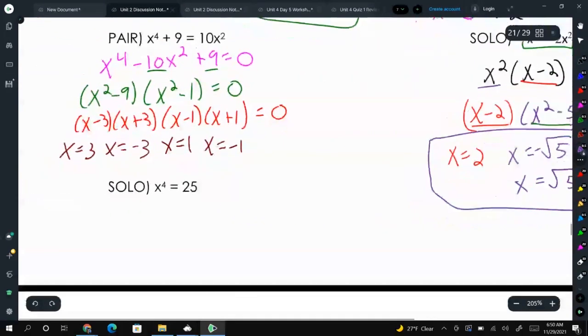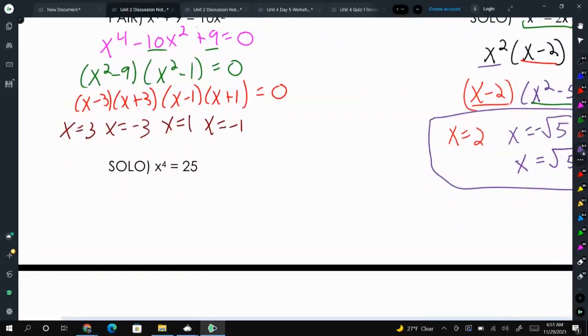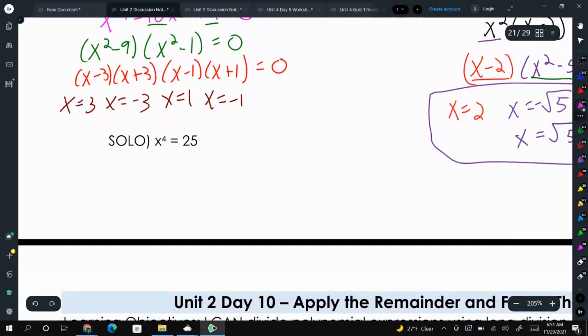Now, the last one over here, you may be tempted to do the 4th root of both sides, but we want to, again, factor this. So I'm going to subtract 25 from both sides, so x to the 4th minus 25 equals 0. And now this becomes a difference of squares, because x to the 4th is x squared squared. So we can write this as x squared minus 5 and x squared plus 5.